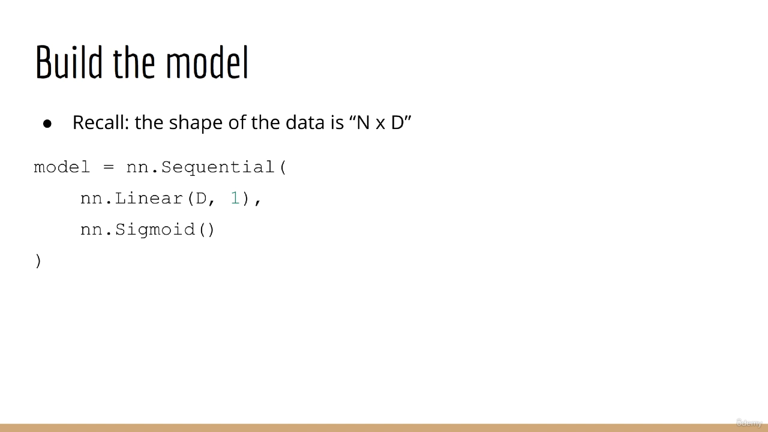There's one detail here that I want you to notice, and this is that when we create the linear layer, the input size is d, while the output size is 1. As you recall, our data matrix is of shape n by d, where n is the number of samples and d is the number of features. So we'll have one input for each feature column in the dataset. In addition, we have one output, which represents the probability that the output should be classified as a 1.